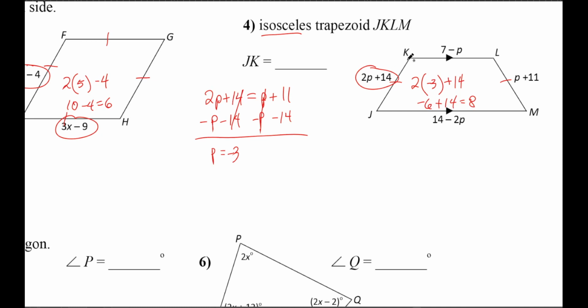So what does that mean? That means the length of this side right here is how much? It's 8, and that's JK. That's what they're asking for. So it's 8. That's the length of that side right there. Okay?